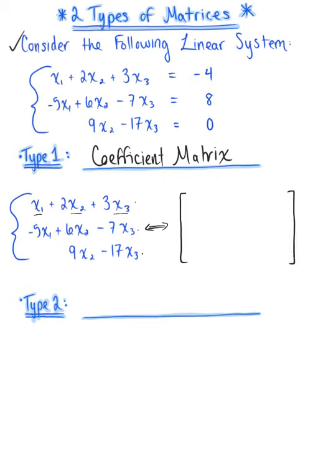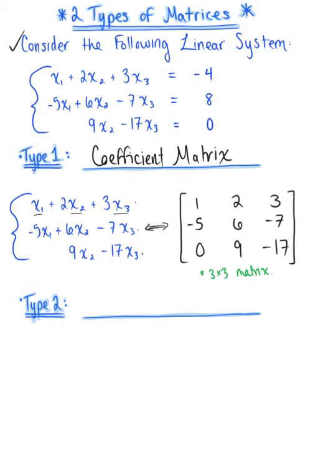And our first row will be 1, 2, 3. The second row will be -5, 6, -7. And the last row is going to be 0, 9, -17. So this is the coefficient matrix, where we're just thinking about the left-hand side of that equal sign. And we can see here that we have 3 rows and 3 columns, so that we can say that our coefficient matrix is a 3 by 3 matrix.